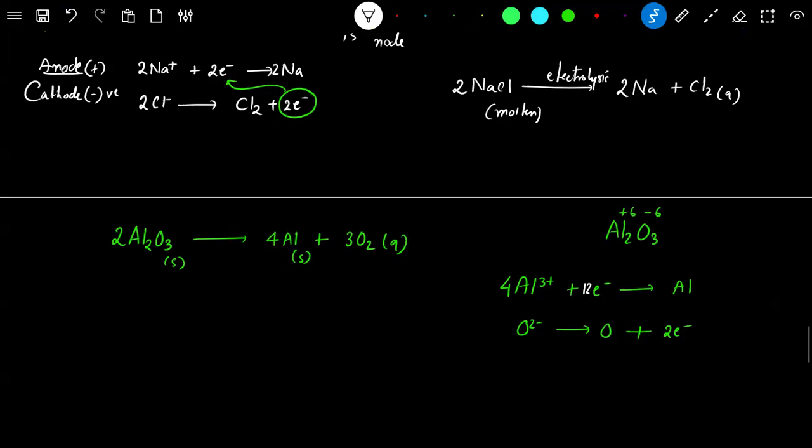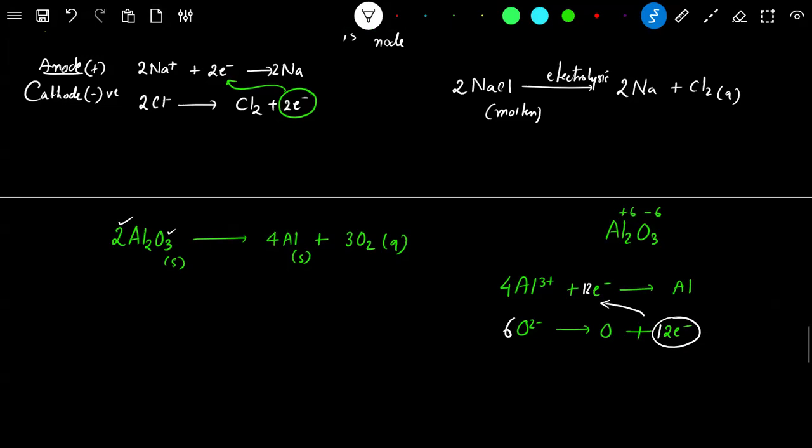Okay, so 3 and 2, 6. Sorry. One minute. So we had 6 oxygens, 2 into 3, 6 oxygens. So they will be losing 12 electrons. So it balances these 12 electrons out. और क्या है? हो गया आपका. ये आपको पढ़ना था.